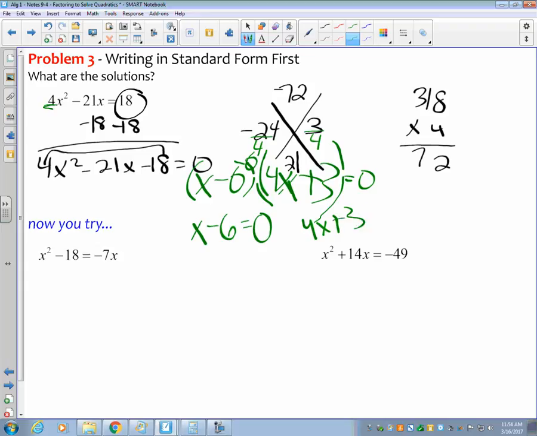So we get two equations, x minus 6 equals 0, and 4x plus 3 equals 0. And Brandon's going to come solve them for us. And we are not afraid of fractions. Not afraid. We are brave super math heroes. Brave super math heroes. Awesome. Perfect. So the first answer is x equals 6.